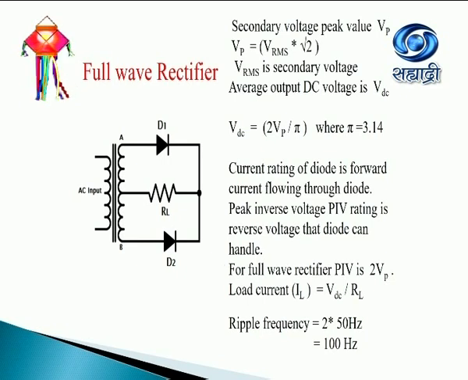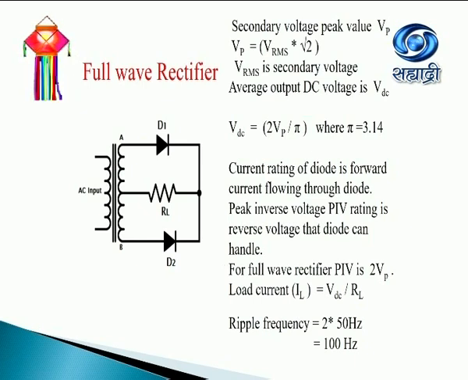Analysis of full wave rectifier. Secondary voltage peak value Vp is equal to Vrms into root 2, where Vrms is the secondary voltage. Average output DC voltage VDC is equal to 2 Vp upon pi, where pi is 3.14. The current rating of a diode is the forward current flowing through the diode.